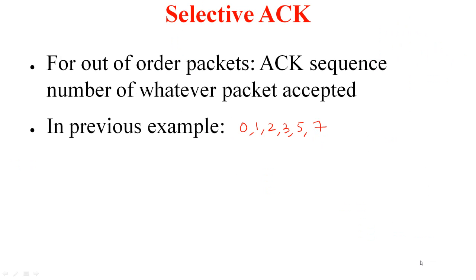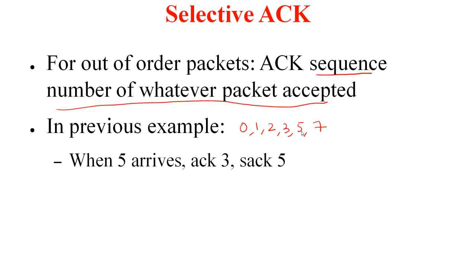In selective acknowledgements, even when you receive these out of order packets, you do send your cumulative acknowledgement, but in addition to that, you also send a selective acknowledgement that specifies the sequence numbers of whatever packets were accepted. Again, an example helps. We are working with the previous example: 0, 1, 2, 3, 5, 7. This is the order in which you received the packets.